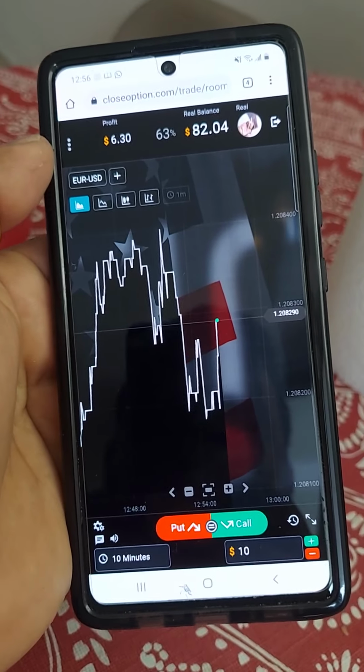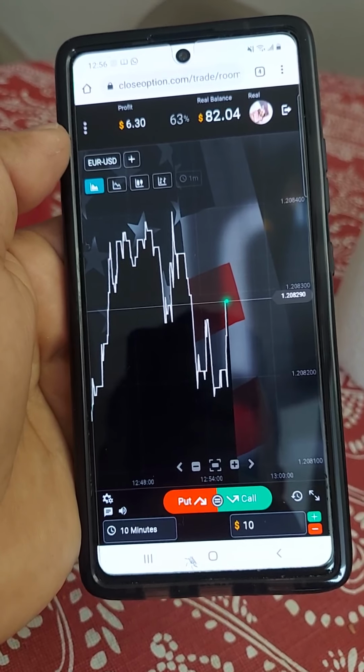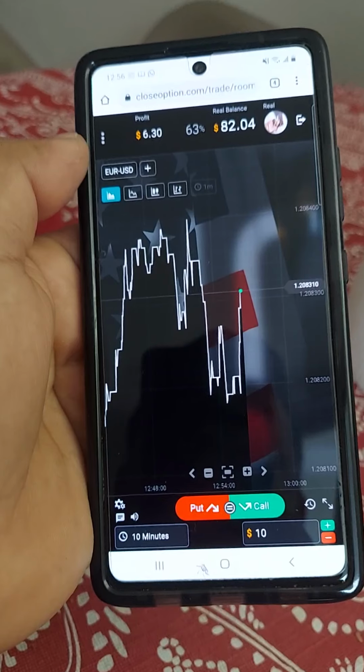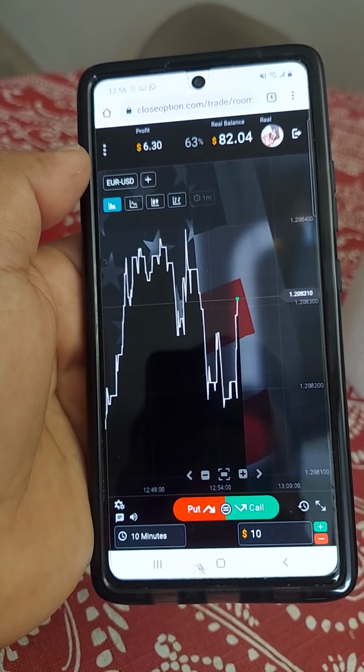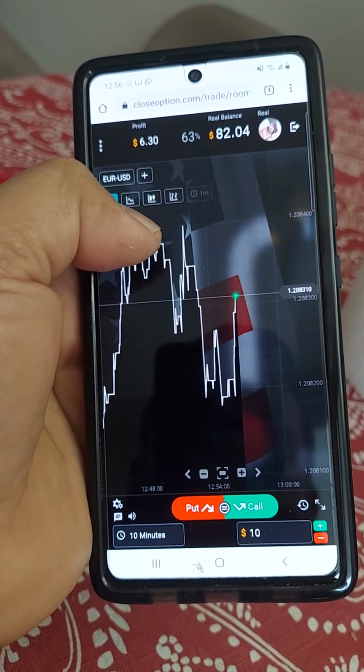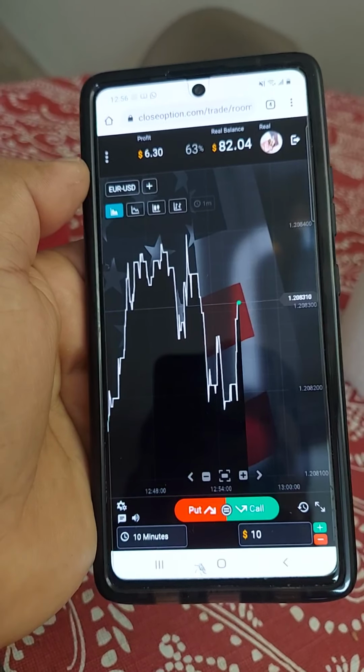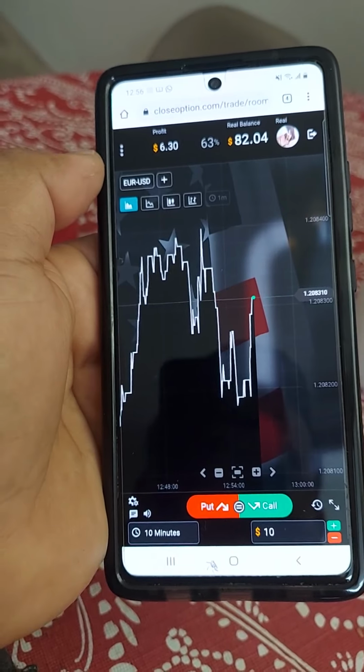So the value in the account is just going up to $82. Market is going up, but our trade was all the way in the peak, so we win it for good, and then we're going to look for another opportunity.